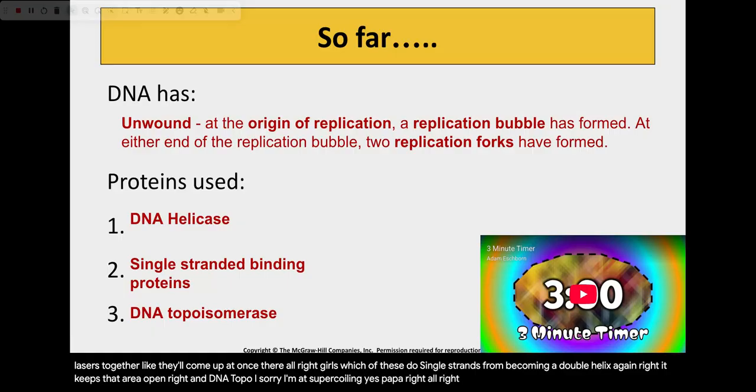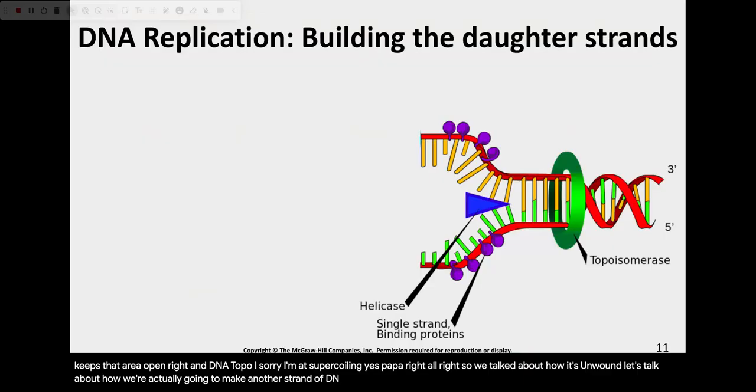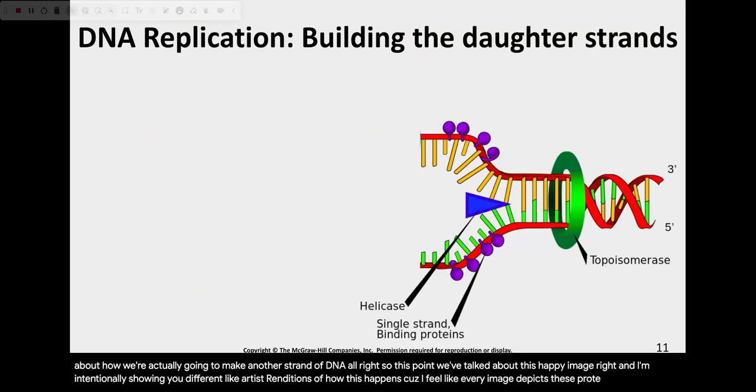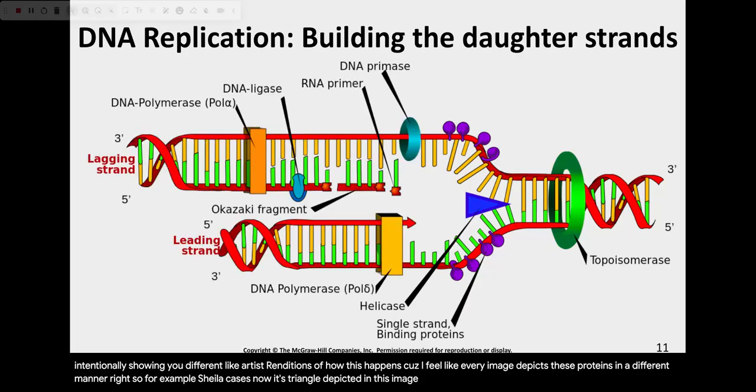All right, so we've talked about how it's unwound. Let's talk about how we're actually going to make another strand of DNA. All right, so at this point, we've talked about this half of the image, right? And I'm intentionally showing you different artist renditions of how this happens, because I feel like every image depicts these proteins in a different manner. All right, so for example, helicase is now a triangle depicted in this image. But we're going to talk about the rest of replication.